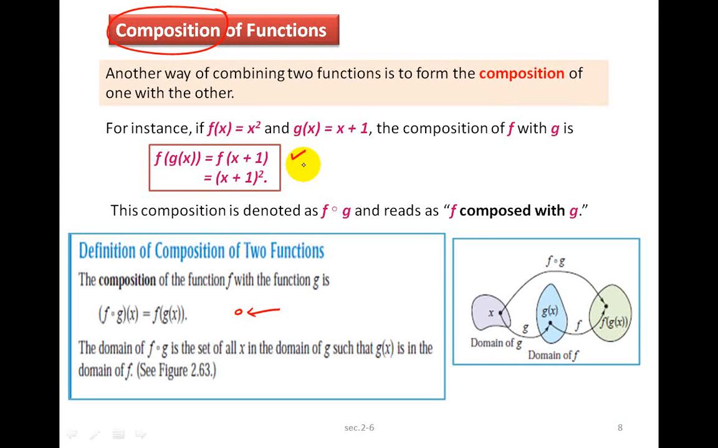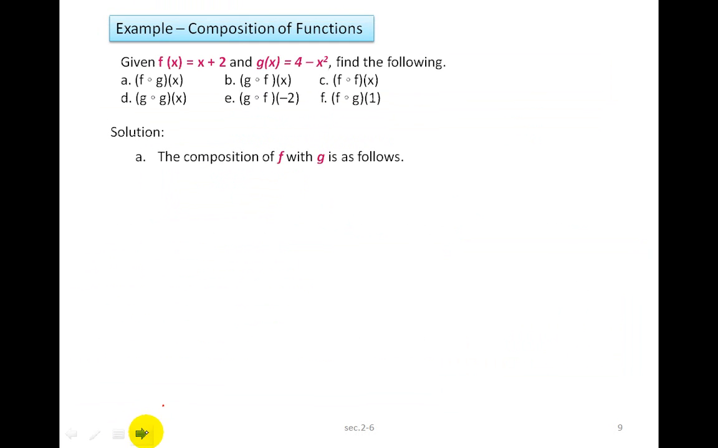You have here, what's the f? Here you have what is f of x, and here what is g of x. Let's see how to do the composition. Composition of f with g is as follows. That means I want f of g of x. So this is your f of x and this is your g of x.